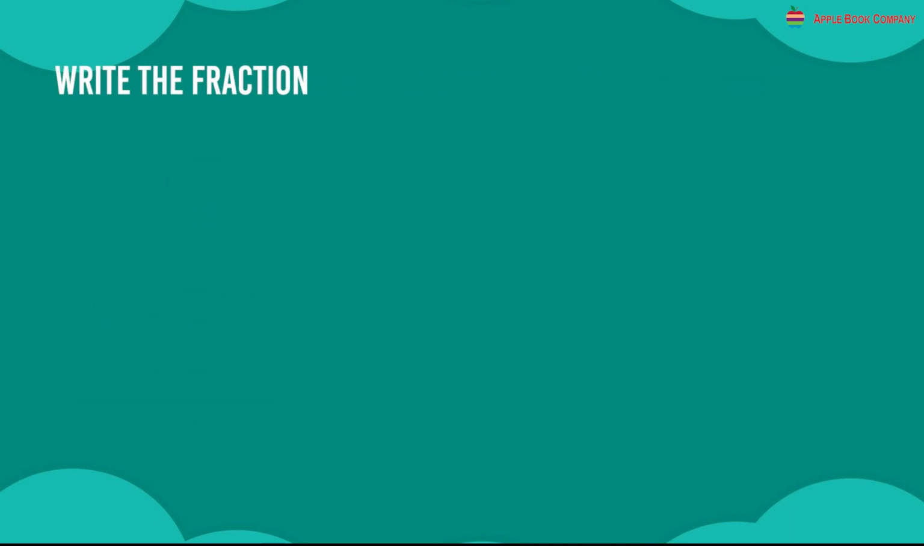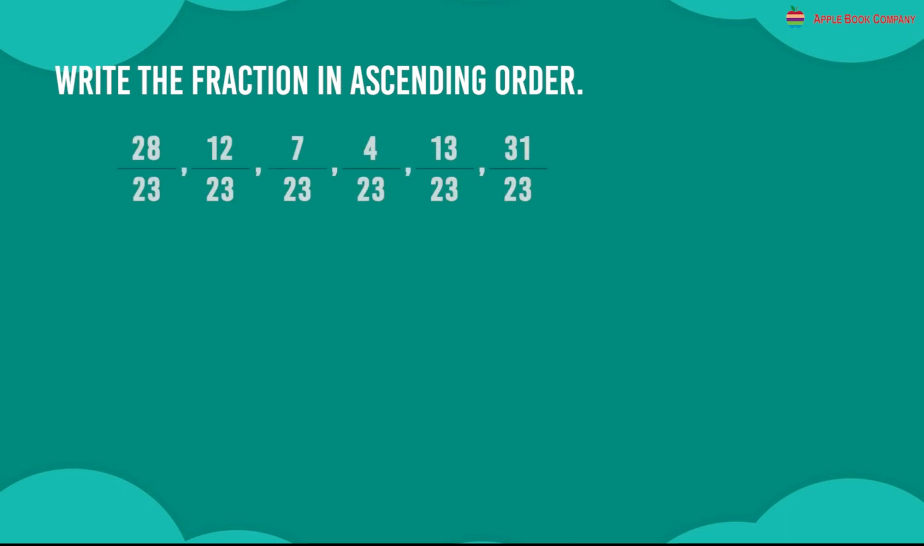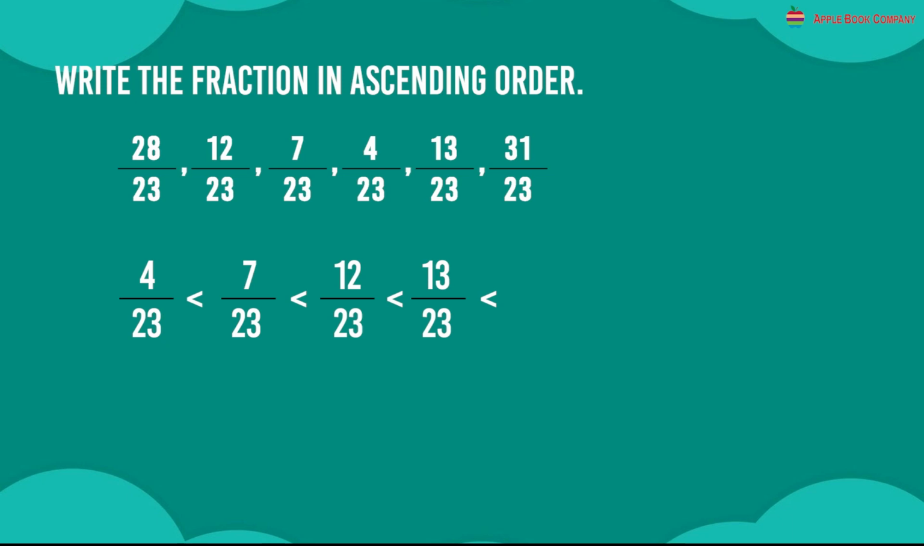Write the fractions in ascending order. Here we notice that the denominator is same for all the numbers. Hence, we arrange them in ascending order based on the numerator. 4 by 23 is less than 7 by 23 is less than 12 by 23 is less than 13 by 23 is less than 28 by 23 is less than 31 by 23.